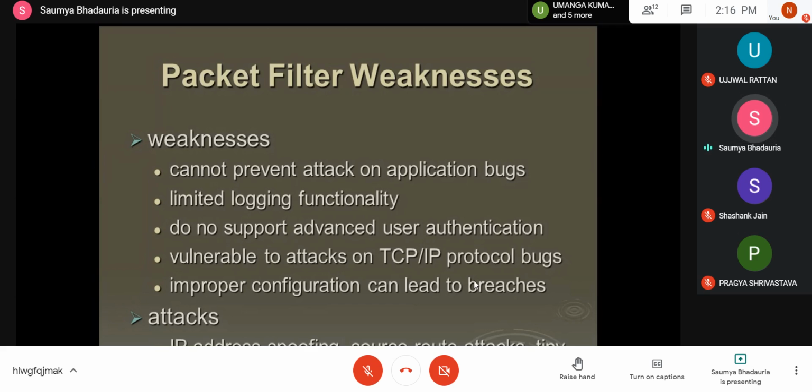Whatever packets originate from the external network would come to the router. Your router would further forward the packets to the firewall, or you can say the firewall is part of the router. So whenever incoming packets at the router end have the IP addresses of clients present in the internal network, this is obviously a malicious situation. In that case, your IP address spoofing would be prevented. Clear? Moving on to the second attack, which is the source route attack.